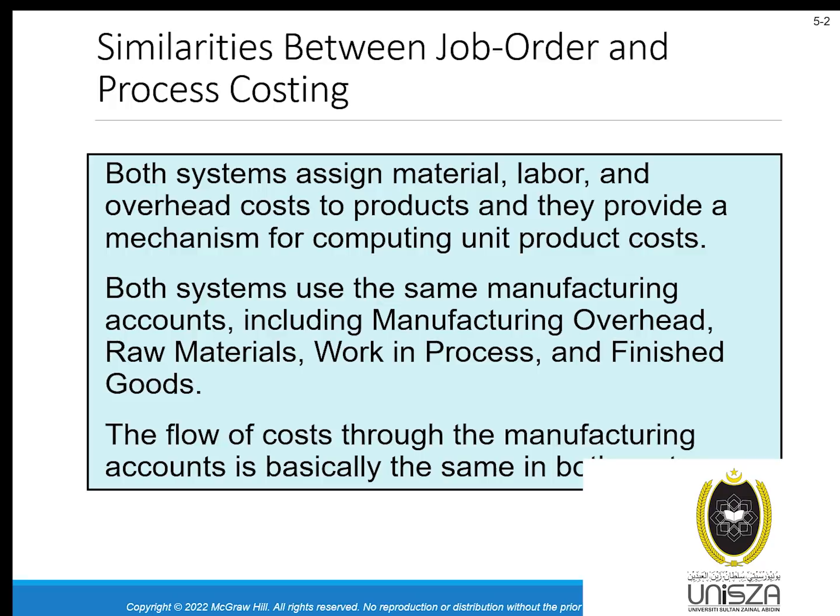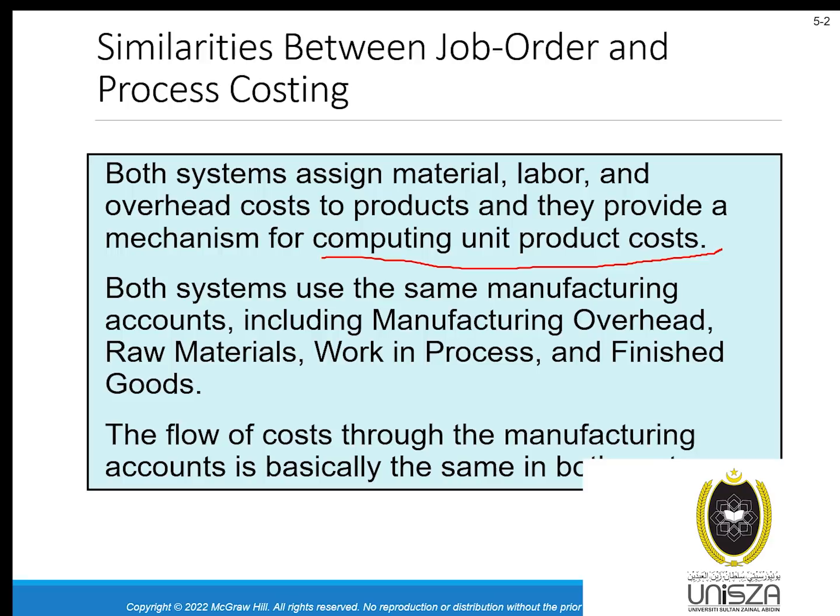Both the job order and process costing will assign the same items, which are material, labor, and overhead costs to products, and they provide a mechanism for computing unit product cost. This is the same between these two costing systems, job order and process costing.